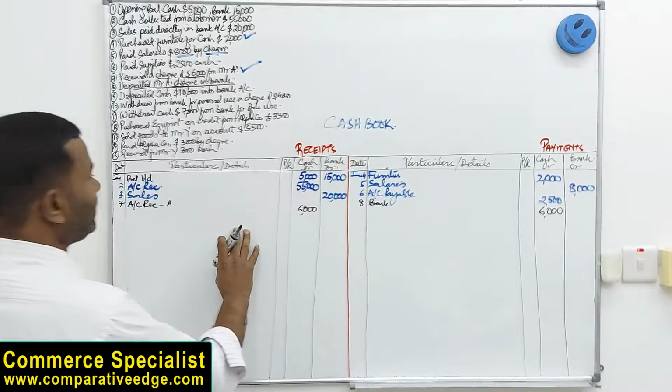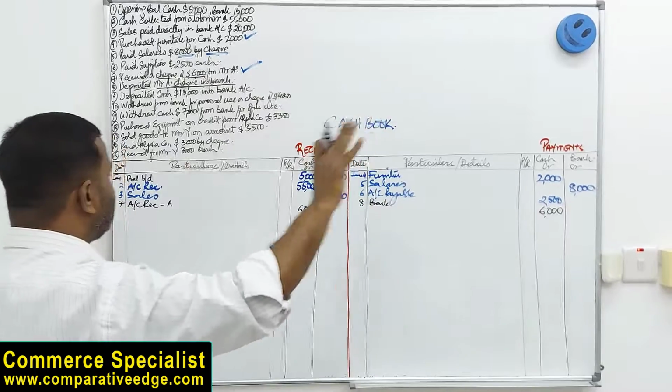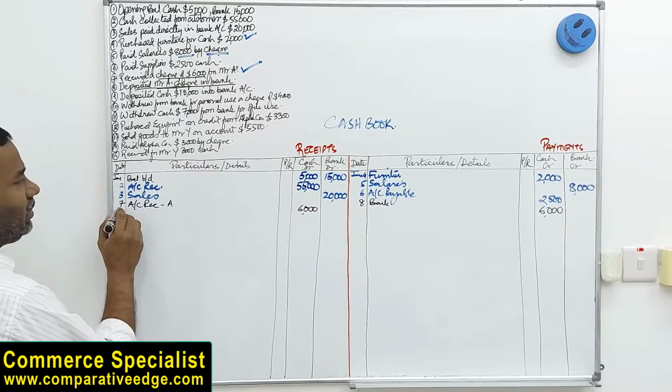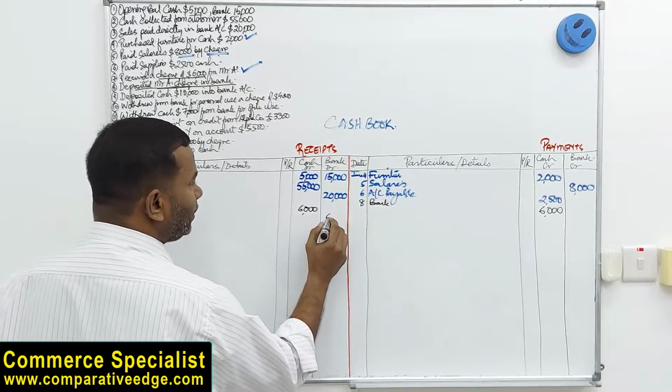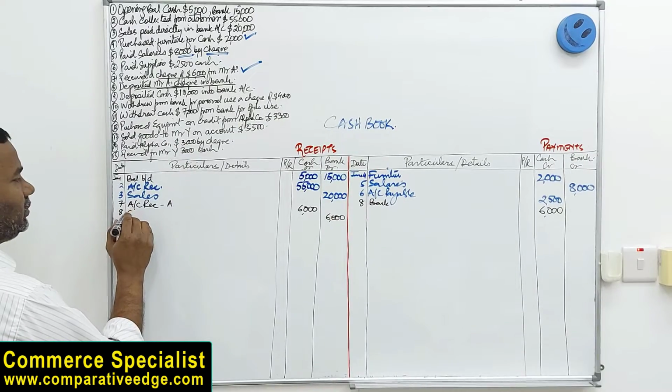And coming on the receipt side, it is removed from cash. Cash went out because the check was treated as cash. Now on the 8th, here it will go into the bank. And you can write here check deposit.